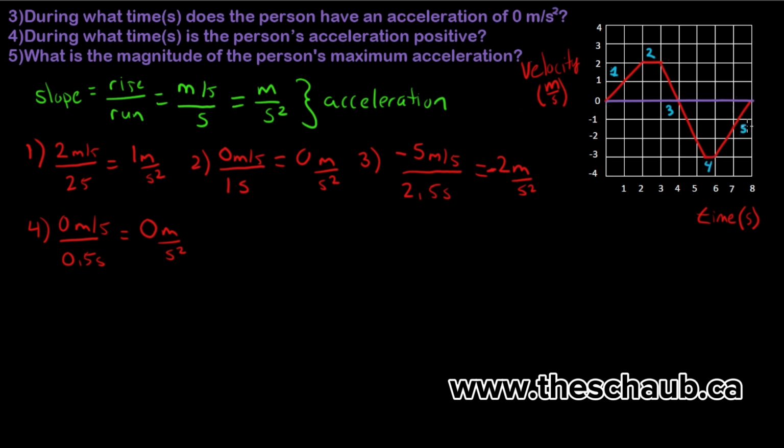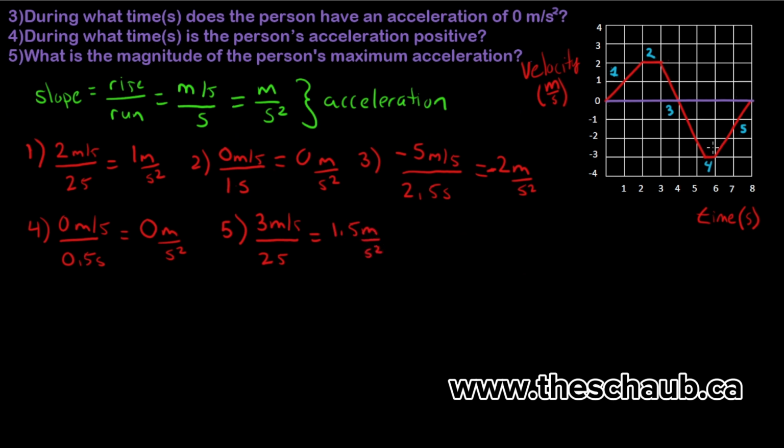And finally, in our fifth and last segment, we have a rise of 1, 2, 3, and we have a run of 1, 2. So in our fifth segment, we have a rise of 3 meters per second and a run of 2 seconds, giving us an acceleration of 1.5 meters per second squared.